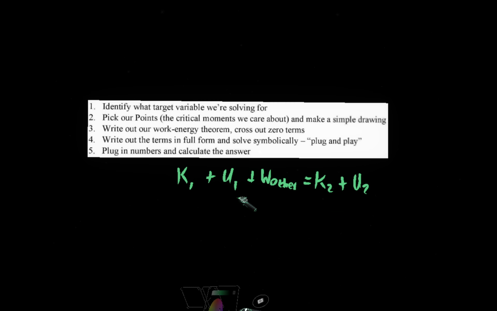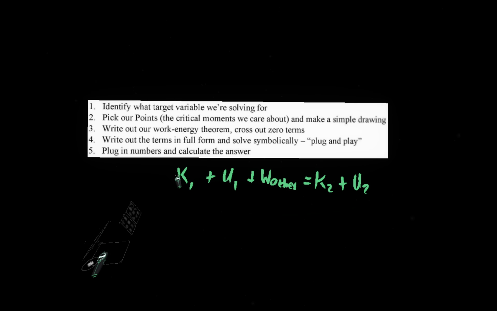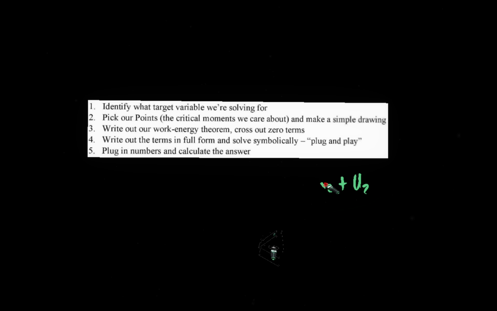So the points that I'm referring to are the critical moments that refer to this 1 and 2. So there's some kinetic energy at point 1 and there's some kinetic energy at point 2. And it's up to you to decide when those points are in the scenario that you're analyzing. So a box falling down a ramp, maybe when it's at the top it's point 1 and when it's at the bottom it's point 2. You can choose any points. You just need to choose the points that are useful to you to solve the problem.